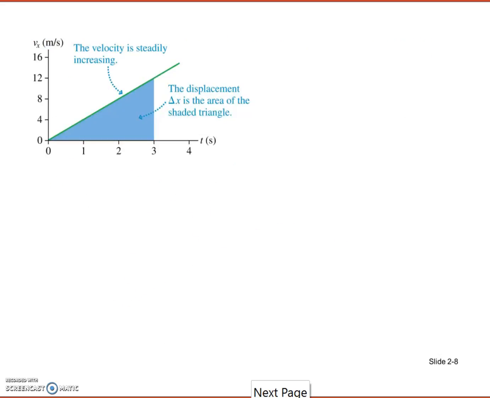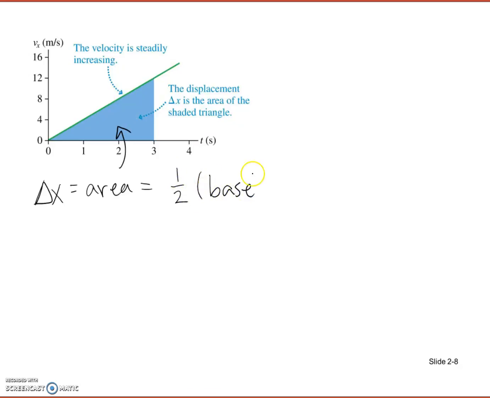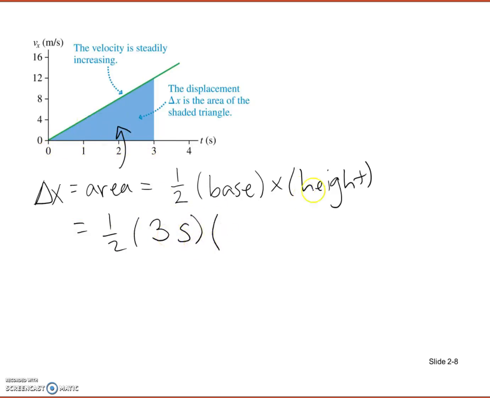Well, we can simply use geometry to find the area. So delta x is equal to the area under there. And remember, the area of a triangle is 1/2 times the base times the height. So that's 1/2. My base now is 1, 2, 3 seconds, don't forget your units, times the height, well, that's 12, see that? And that corresponds to 12 meters per second. Well, 12 times 3 is 36, divided by 2 is 18 meters.